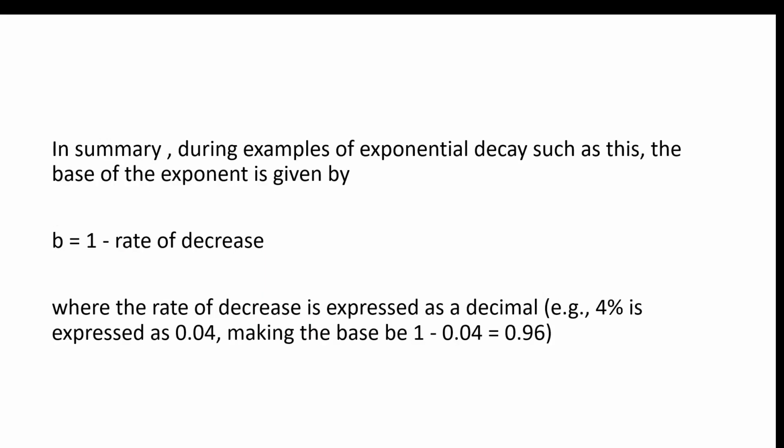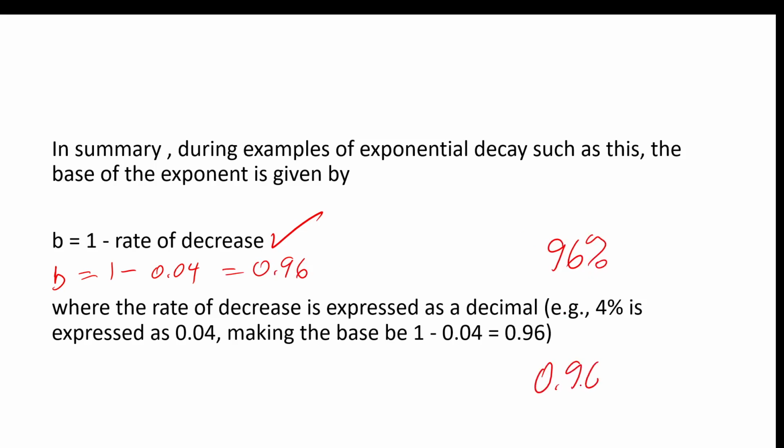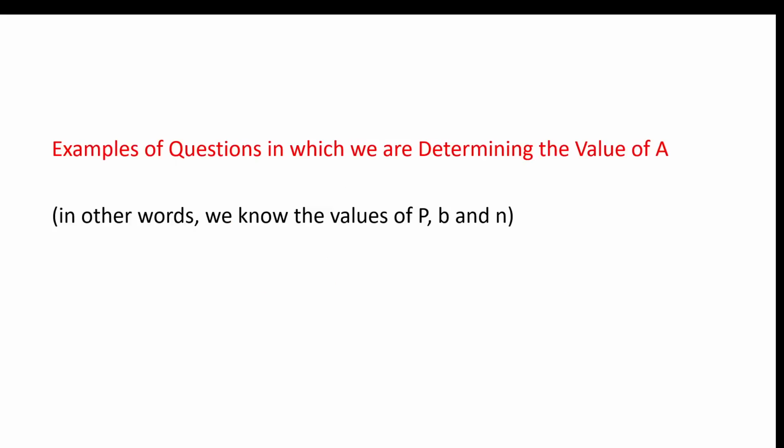So in summary, in examples of exponential decay, the base of the exponent is 1 minus the rate of decrease. So for example, if you were decreasing at a rate of 4%, you could say b equals 1 minus 0.04, which would be 0.96. Or another way of saying that would be if you were decreasing by 4%, you'd be keeping 96% of what you originally had. In other words, multiplying by 0.96. However you choose to think of it is fine. So let's do some questions.